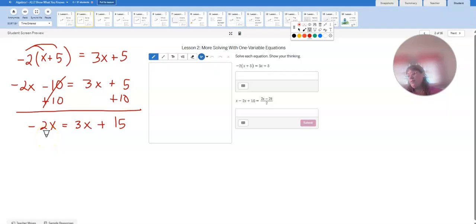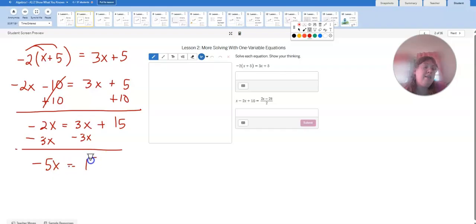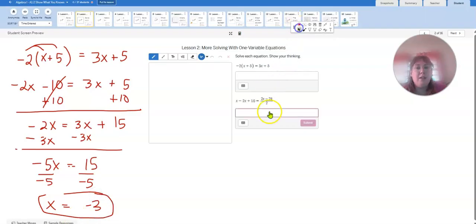And then I'm going to subtract 3x on both sides. Negative 2x minus 3x is a negative 5x equals 15. Divide by negative 5, and we get our final answer of x equals negative 3 for the first one.